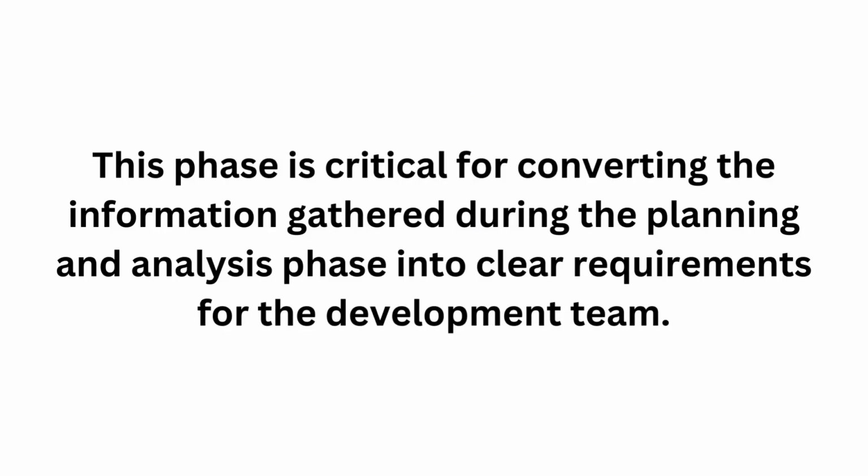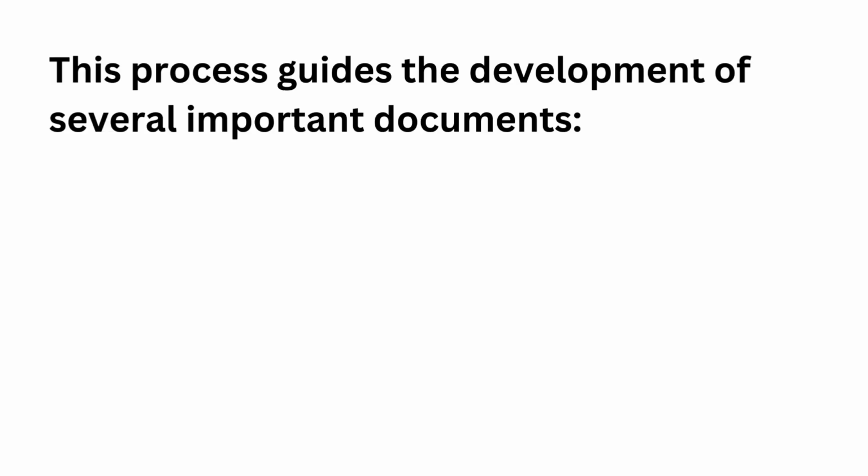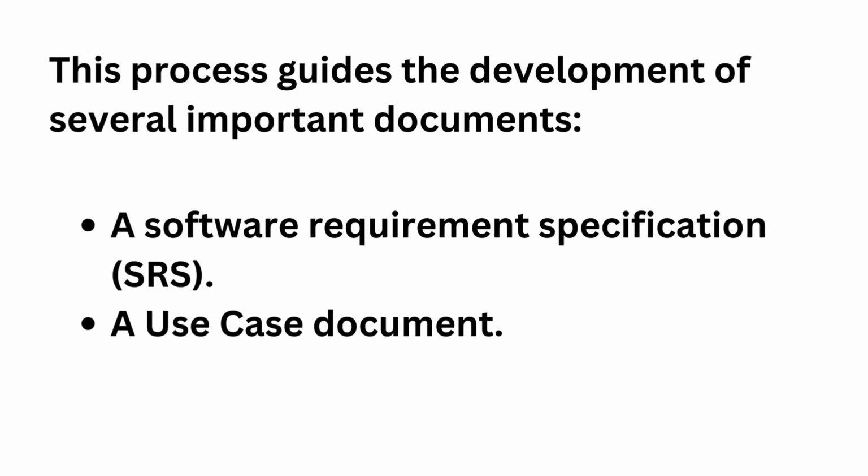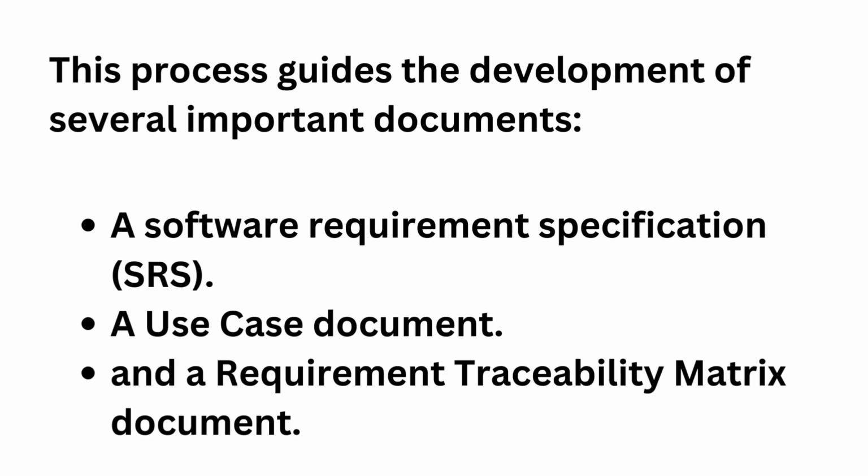To summarize the above discussion, this phase is critical for converting the information gathered during the planning and analysis phase into clear requirements for the development team. This process guides the development of several important documents, such as a software requirement specification, which is also known as SRS, a use case document, and a requirement traceability matrix document.